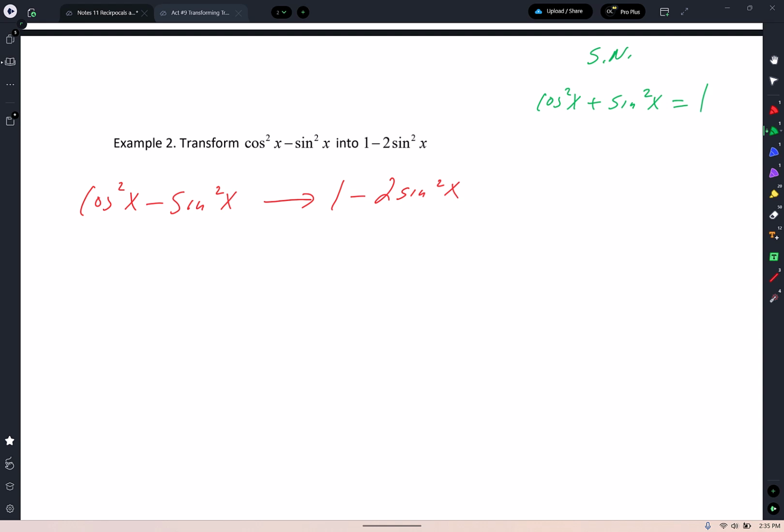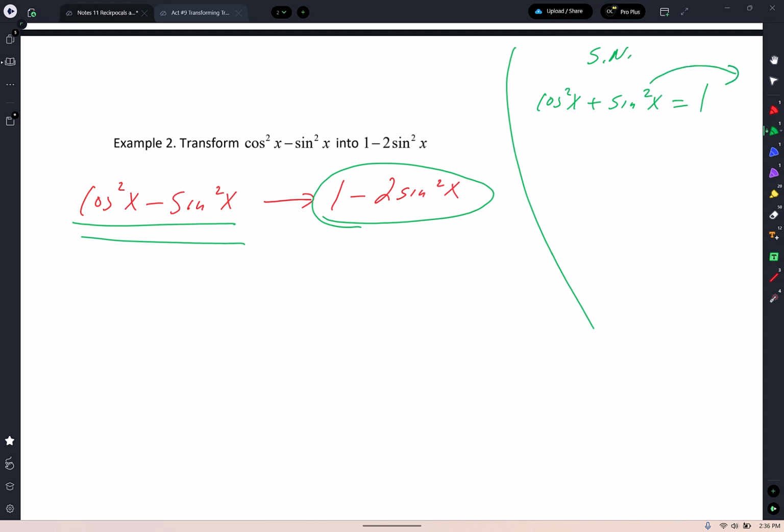Yay or nay? And here's what you say. I'm looking here on the left, and I say, hey, wait a minute. If I want to get to 1 minus 2 sine squared, I notice that 1 minus 2 sine squared does not have any cosines. Do you guys notice that? So I come back to my side note and I say, okay, let me get cosine squared by itself. So I'm going to move the sine squared to the right. Bless you. I don't know if that was a sneeze or not. Cosine squared x equals 1 minus sine squared x. Do you guys see what I did? And I'm going to substitute.